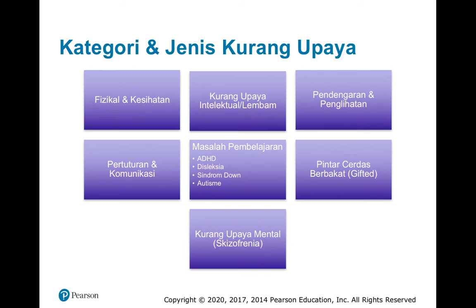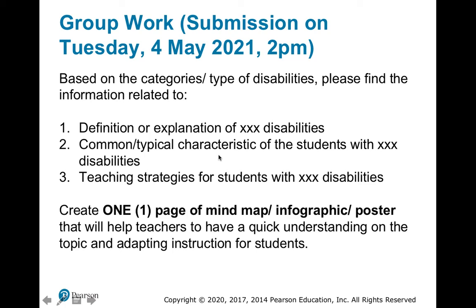So saya nak anda semua, okay, mengikut kumpulan masing-masing, ada 10 kumpulan. Jadi ambil satu topik yang ada dan bincangkan dalam kumpulannya. Jadi yang ni 1, 2, 3, 4, 5, 6, 7, 8, 9, 10. So you need to work in group. What you need to do is please find information and synthesize, okay, the information to come out with the mind map. Okay, what kind of information? The first one is definition or explanation about X disability. Contohnya kurang upaya, fizikal dan kesihatan.